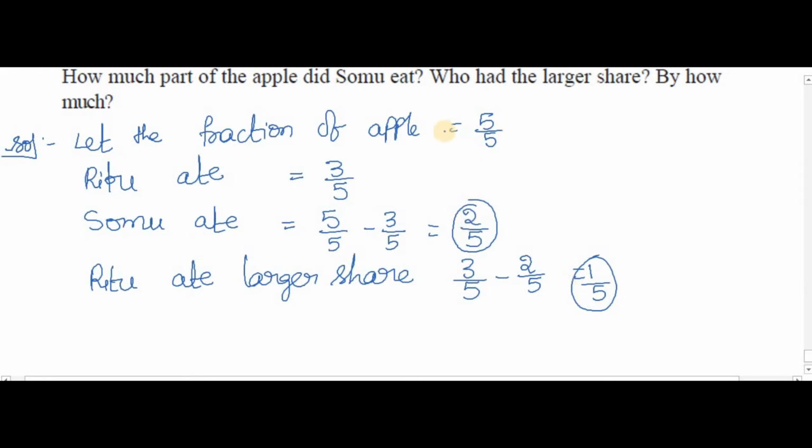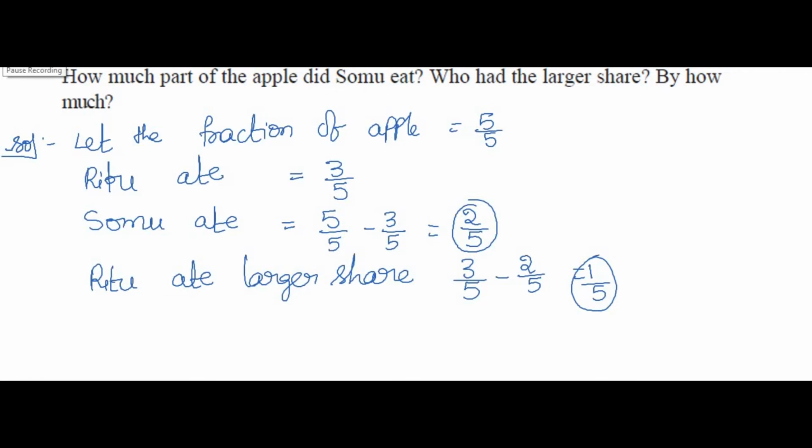Here the main logic we have to understand is this part itself. Because he hasn't given how much apple. From our example, if out of 2 apples she ate 3/5, then we can consider that. But he didn't give in the question how many apples. So that is the reason we are only thinking that the fraction of the apple is 5 by 5. Why do I consider only 5 by 5? Because here my denominator is 5. That is the reason I consider it. Okay. So this is the main important part we have to consider.